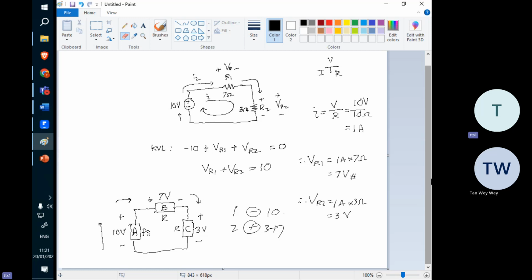Also pay attention to the polarity. Pay attention to the polarity. It's really important. What positive is here? Positive is here. Pay attention to the orientation of this polarity.